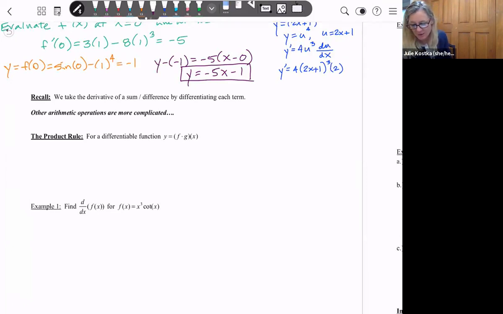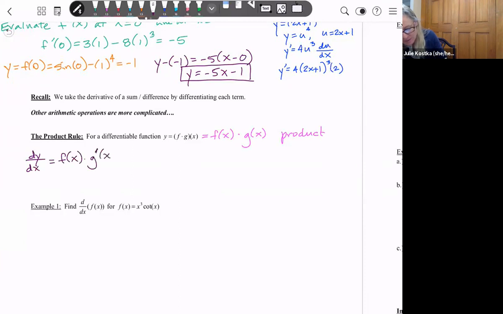All right, other arithmetic operations are more complicated. So times and divide, that's what we're focusing on today. Product rule. Look real closely, this is not composition, this is product. Just to rewrite this, this is f of x times g of x. This is a product. How do you take the derivative of that? Well, dy dx is, you leave the first one alone and take the derivative of the second one. And then you have to be fair. You would leave the second one alone and take the derivative of the first.